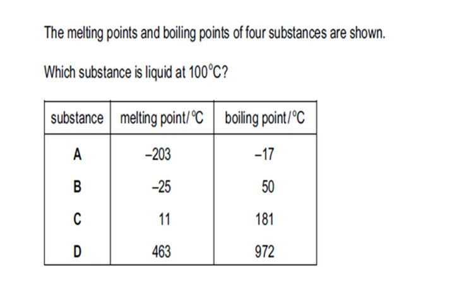Another question says, melting points and boiling points of 4 substances are shown. Which substance is liquid at 100 degrees centigrade? Remember that it says at 100 degrees centigrade. For a substance to be a liquid at 100 degrees centigrade, it has already melted, so its melting point must be below 100, but its boiling point should be higher than 100. The one that has a melting point below 100 and boiling point above 100 is substance C.